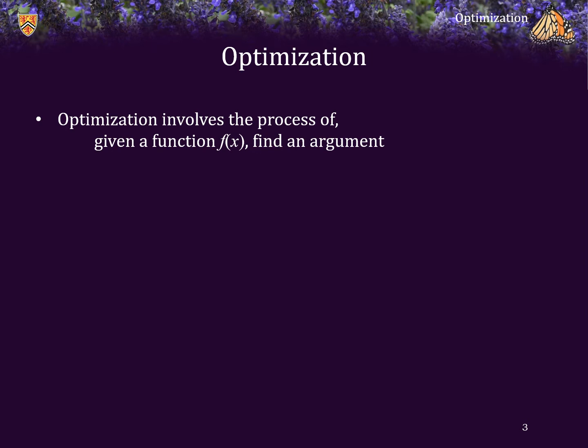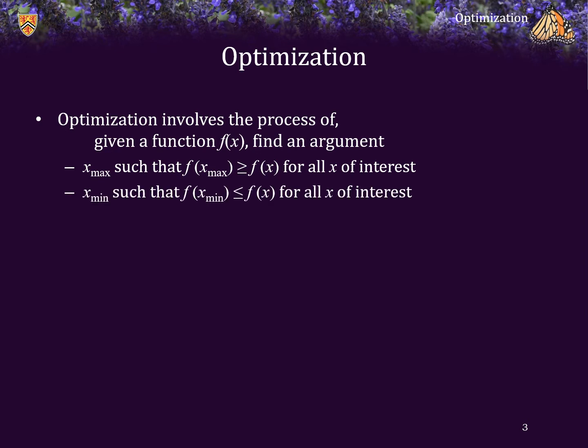All right, optimization involves the process of, given a real valued function f at x, finding an argument x such that, for example, x sub max has the property that f at x sub max is greater than or equal to f evaluated at any other point of interest. Alternatively, finding a point x sub min such that f at x sub min is less than or equal to f evaluated at any other point of interest.